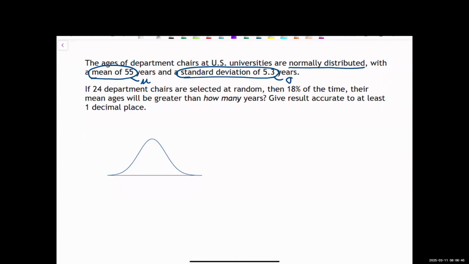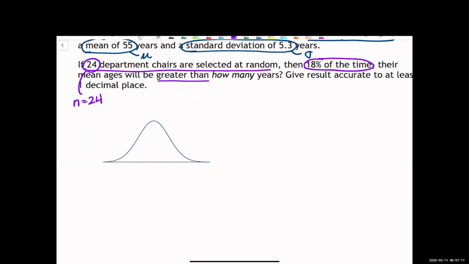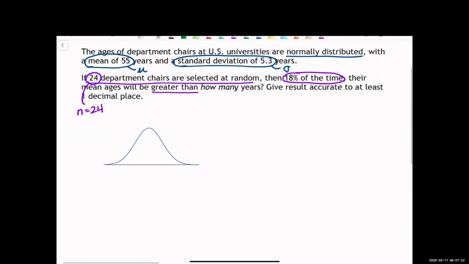Next, we're asked if 24 department chairs are selected at random, then 18% of the time their mean ages will be greater than how many years. So this is a sample that has an n of 24, and we're asked a question about the sample mean. So it's always useful to sketch out the distribution that you're dealing with and what part of the distribution you're looking for. So this is the sampling distribution of X bar. That's because we're asked a question about a sample mean.